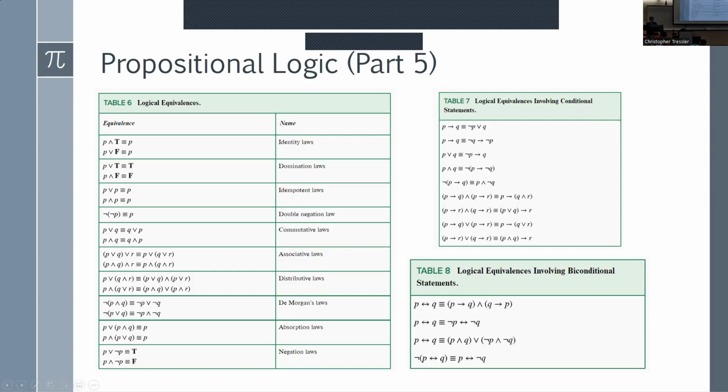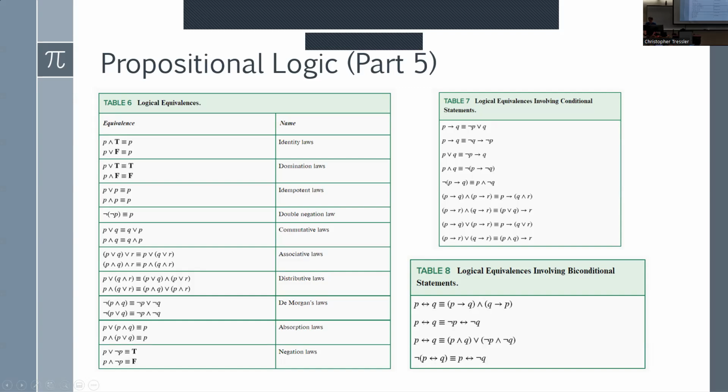If we have false or false, it's going to be false. Now, the domination laws are kind of the opposite. If we have something ORed with true, then since only one of them has to be true, it's going to be true no matter what. And if we have something ANDed with false, since both of them have to be true for it to be true, it's going to be false no matter what.